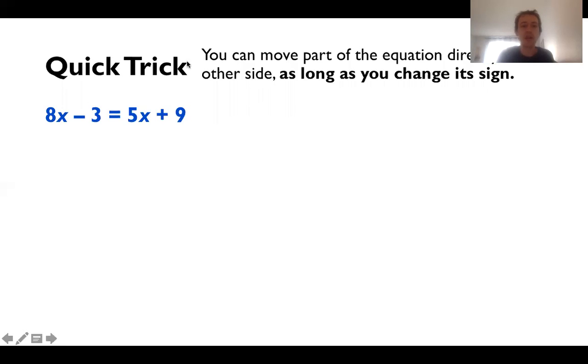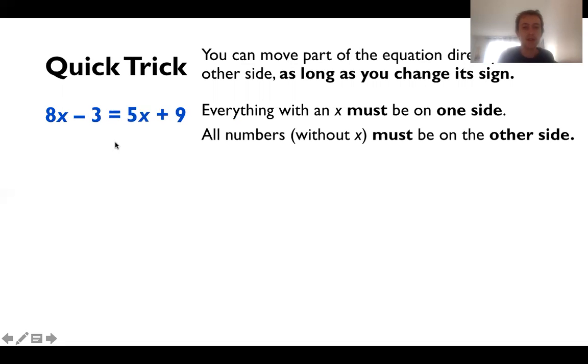So here is an example of an equation. And I'm going to solve this a little bit quickly. I want to get x's all on one side. They're on either side right now. That's not good. So everything with an x has to be on one side. Anything without an x has to be on the other side. So how about we move the 5x over to this side?